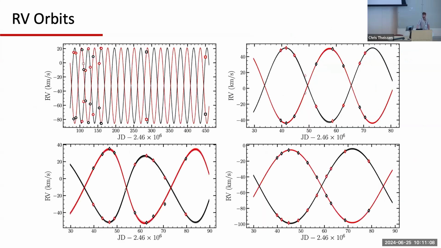Okay, so I'll show some RV orbit results. These are 4 targets. The one on the top left uses APF and Pepsi observations. The other three are all with Chiron. The red and the black curves here are tracing the motions of the primary and the secondary star, right?